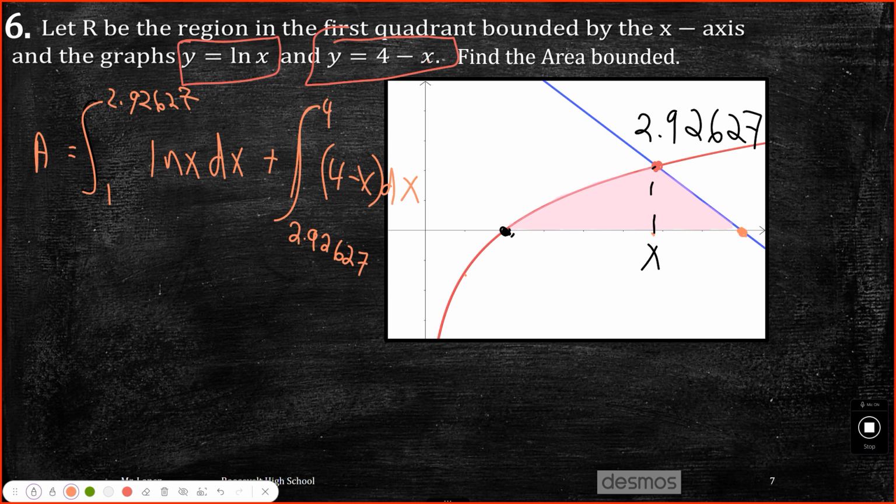Shift plus, we're going from 1 to... from 2.9 to 4 of 4 minus x dx. Yeah, what are you getting? 1.7922.